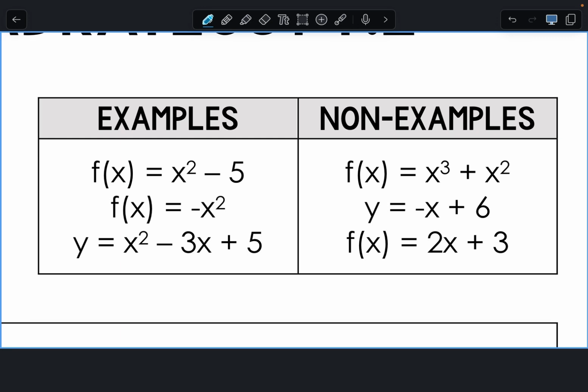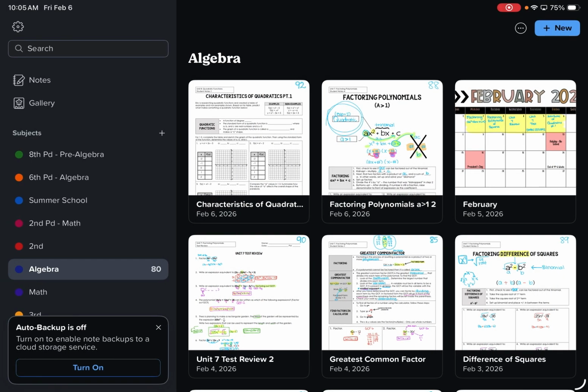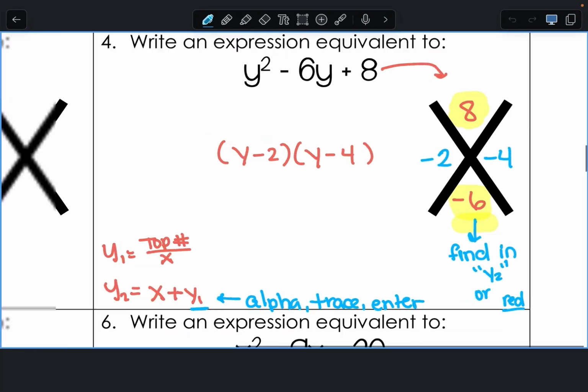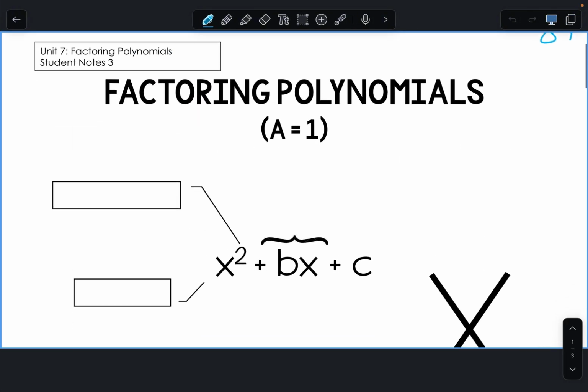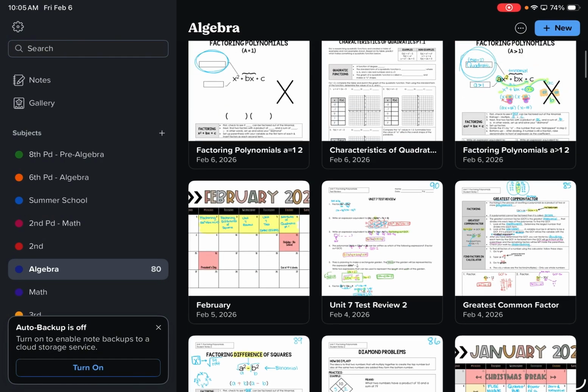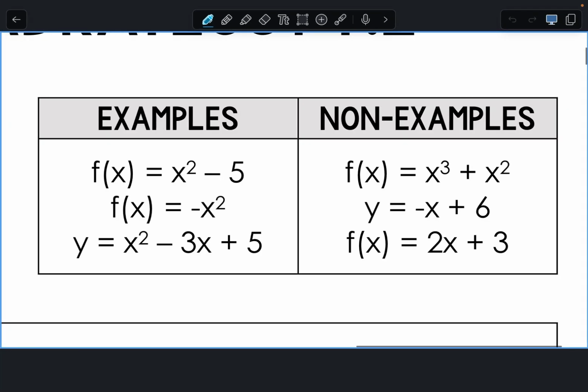Oh, because the non-examples have a cubed. You're getting closer, warmer. We wrote it in all of our notes from the last unit. What makes a quadratic a quadratic? The exponent of 2. That they have an exponent of 2.